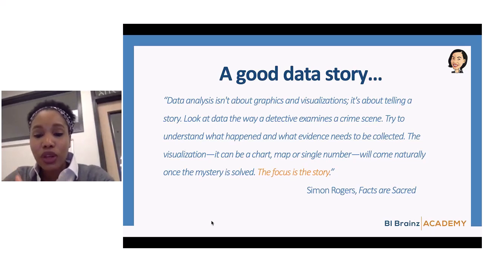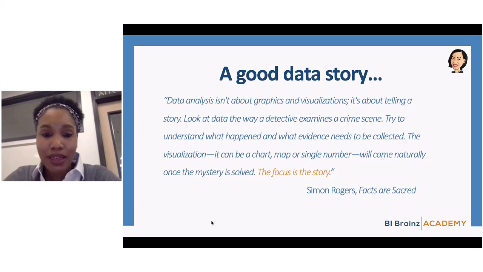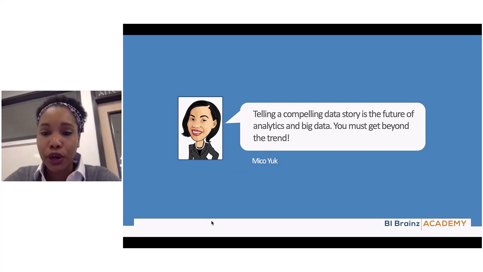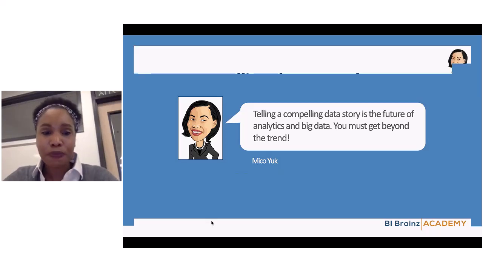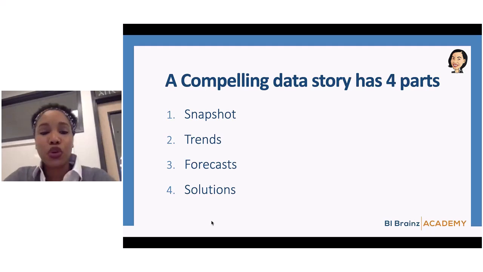This is from Facts Are Sacred, a book by Simon Rogers, but I think it's something that we all can live by and adhere to. Because we kind of get caught up in the visuals and whether they are pretty and telling a story. That's not the most important part. I've been preaching for maybe 5 to 8 years that telling compelling data stories is the future. I think we're here now. But the thing I want to emphasize is that you must get beyond the trend. So let me share with you the 4 parts to a compelling story.